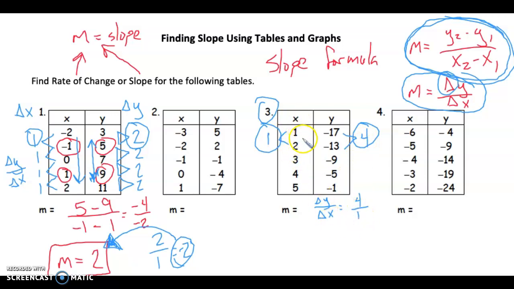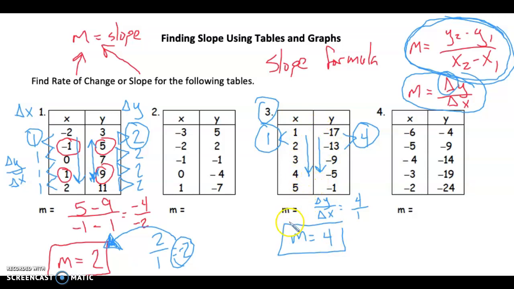And then I look at where it is increasing. 1, 2, 3, so we're increasing going down. On this side, -17, -13, we're getting to smaller negatives, and the smaller the negative, the greater the number. So these arrows are the same, both pointing down, so this is going to be positive. We get m equals 4 over 1, which reduces to 4. That's our slope, or our rate of change for this table for number 3.